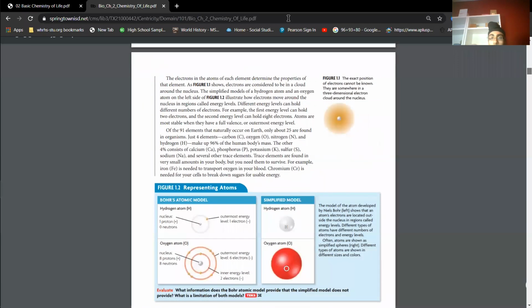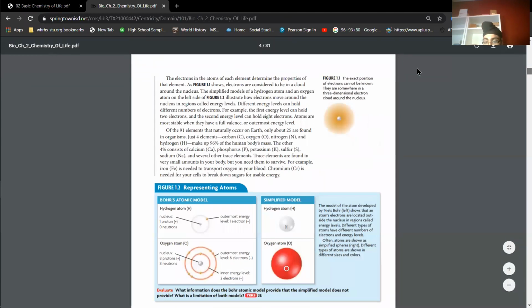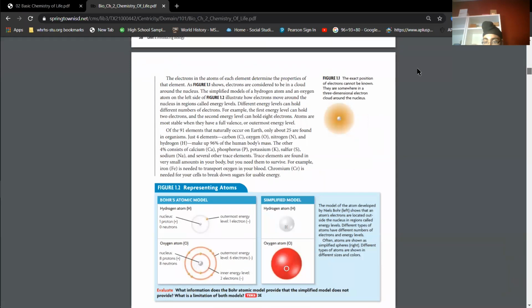Does everybody understand the difference between ionic and covalent? Okay. If you have any questions, please type.